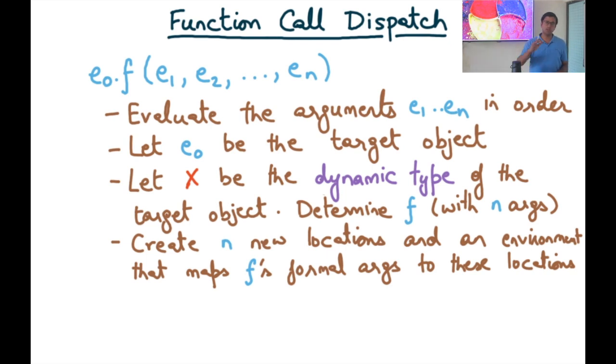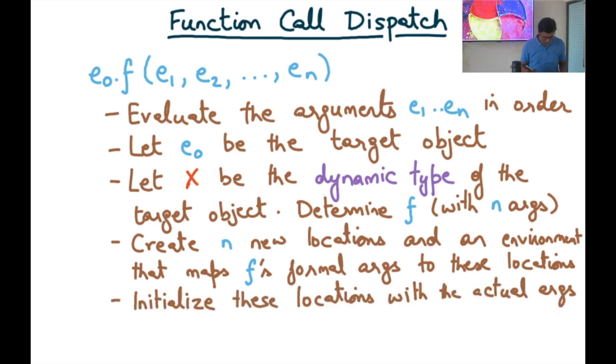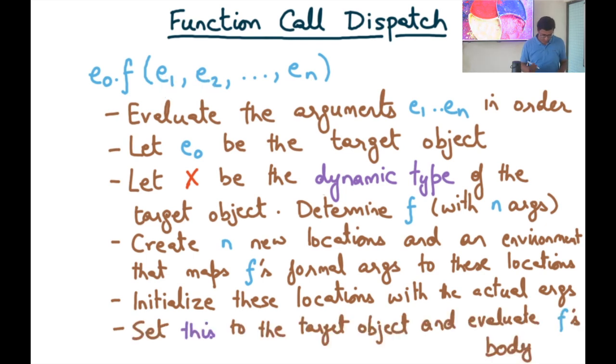In particular, the formal arguments of the callee function are available in the environment, and you also need to create new locations to store the actual arguments, and those locations need to be mapped through the variable environment. This is something that we have already seen. And initialize these locations with the actual arguments, which are the values computed by e1, e2, dot dot en at the caller side. And finally, set this to the target object and evaluate f's body.